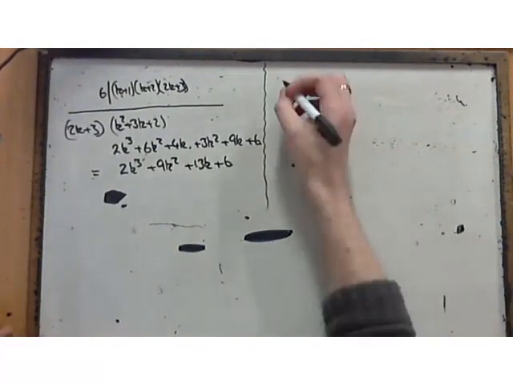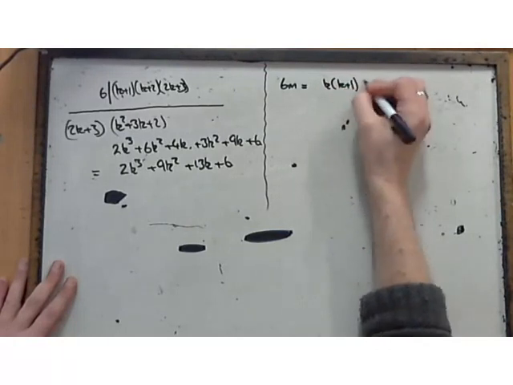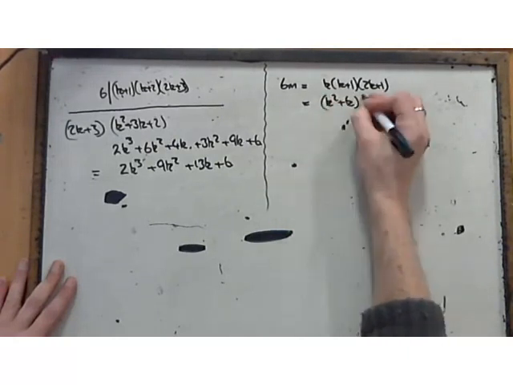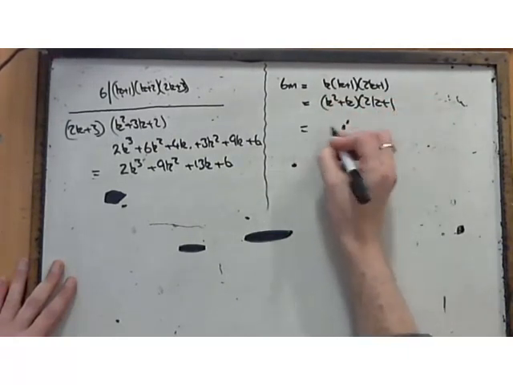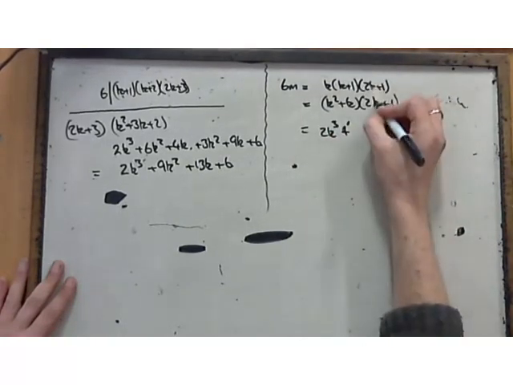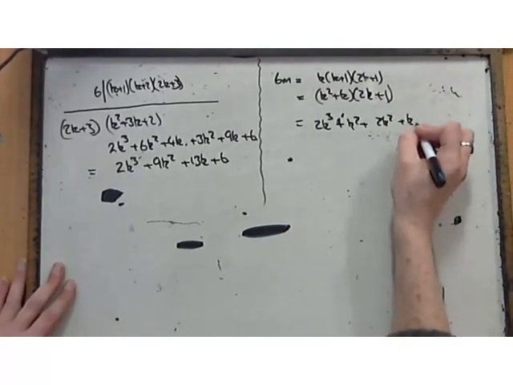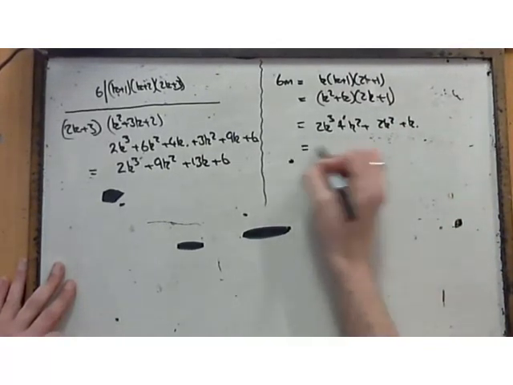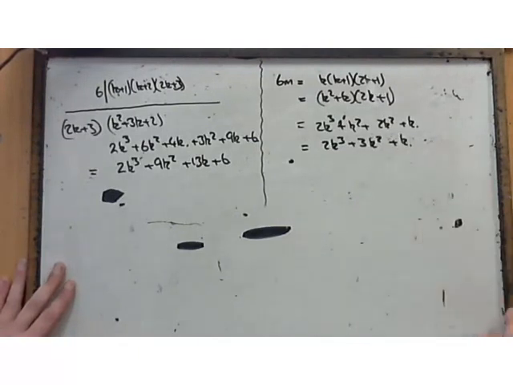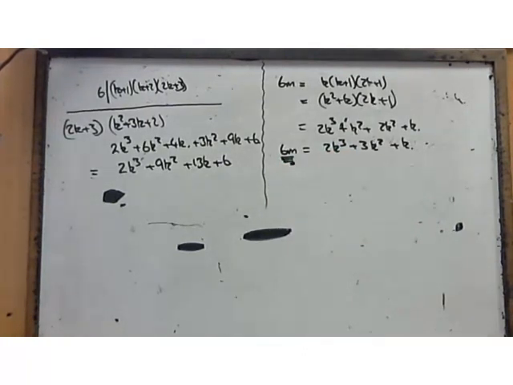Okay, we know that 6m is equal to k times k plus 1 times 2k plus 1, which is equal to k squared plus k times 2k plus 1, which is 2k cubed plus k squared plus 2k squared plus k. And this is equal to 2k cubed plus 3k squared plus k. And we know that that is 6m.